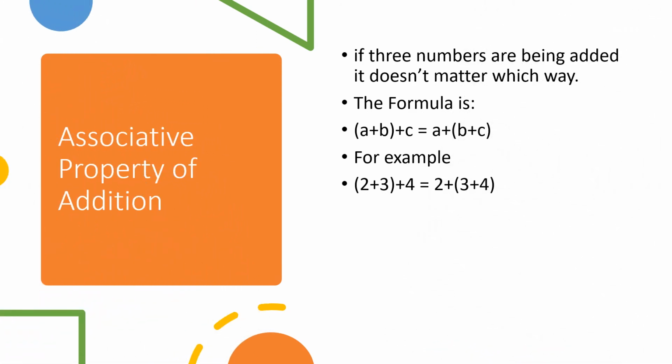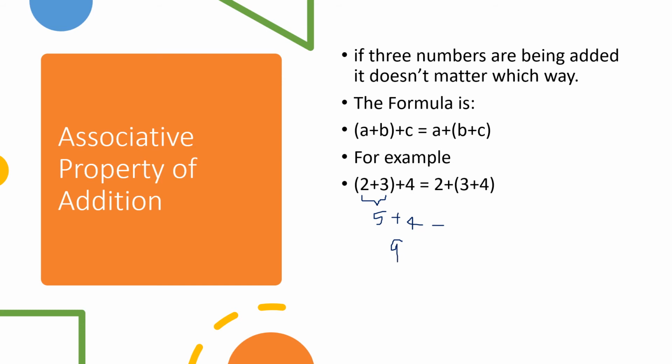Associative property of addition. This rule states that if three numbers are being added, it doesn't matter which way you group them. So the formula is (A plus B) plus C equals A plus (B plus C). For example, (2 plus 3) plus 4 equals 2 plus (3 plus 4). So 2 plus 3 is 5, and 5 plus 4 is 9.